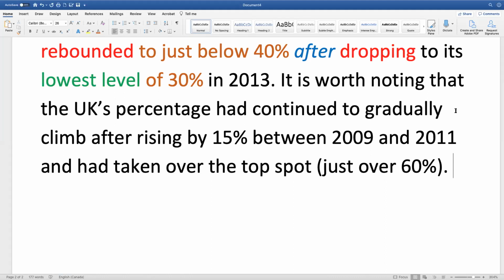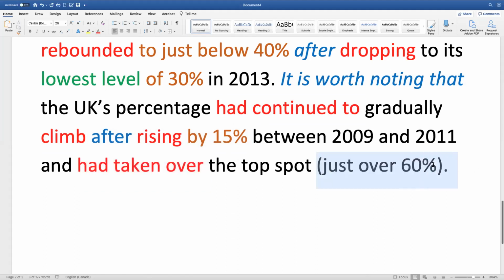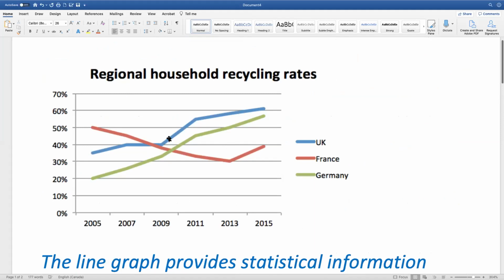Okay. So let's see the sentence. It is worth noting that the UK's percentage had continued to gradually climb after, so I'm saying that it's climbing after rising by 15% between 2009 and 2011. So I'm capturing more importantly here. So I said here it climbed by 15% and then gradually climbing. Okay?